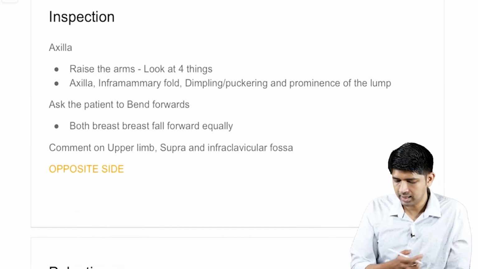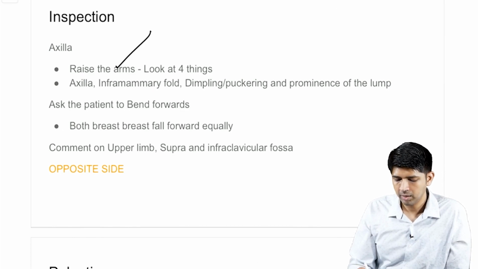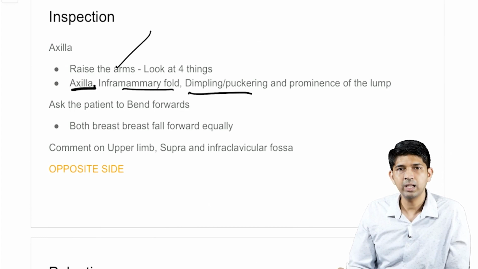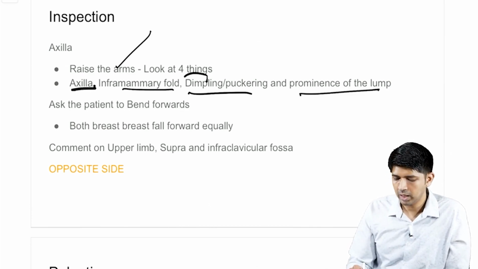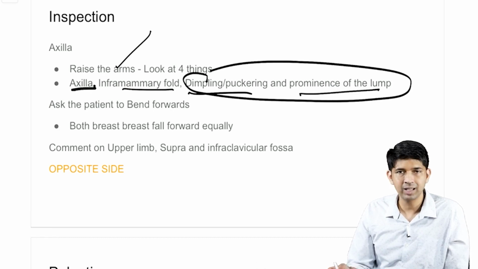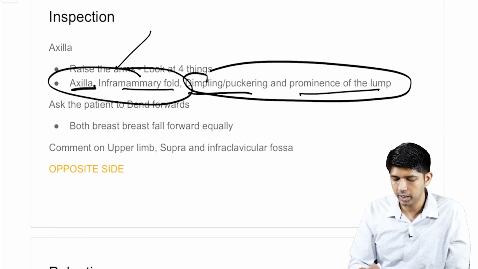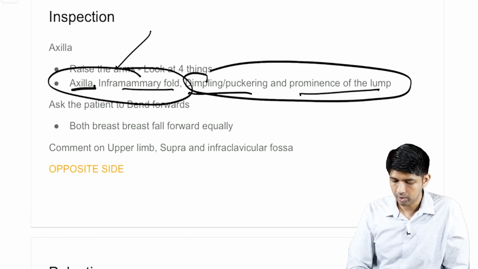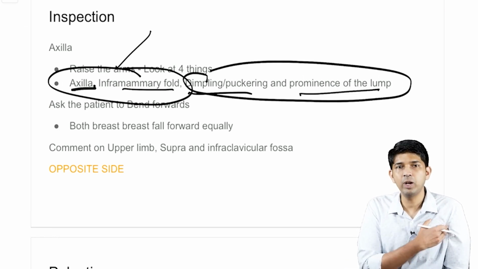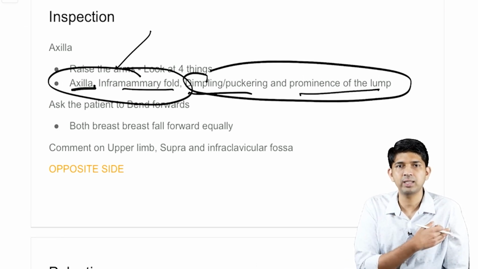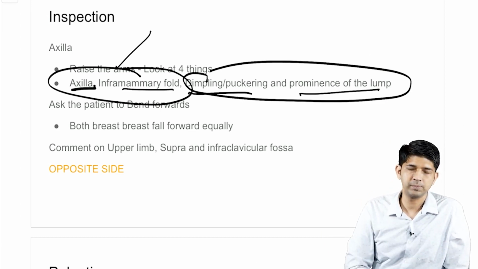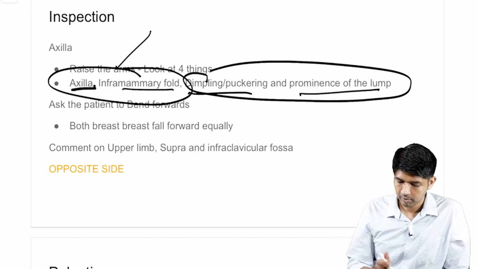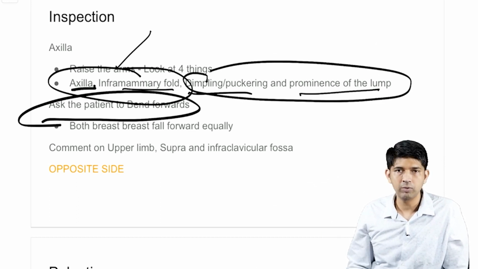Now regarding the axilla, you're going to ask the patient to raise the arm. You're going to look for, like we discussed, the axilla, the inframammary fold, any prominence of the dimpling or puckering or any prominence of the lump. So these two points, if it is there, you have to mention, otherwise no need, but these first two points must be told. And if there is a swelling or a fullness in the axilla, please mention there is a fullness in the axilla and then describe it better in your palpation. Next, you ask the patient to bend forwards.